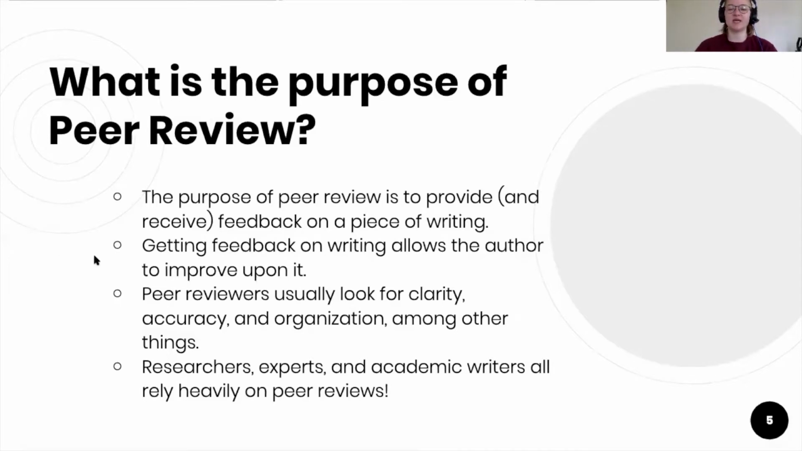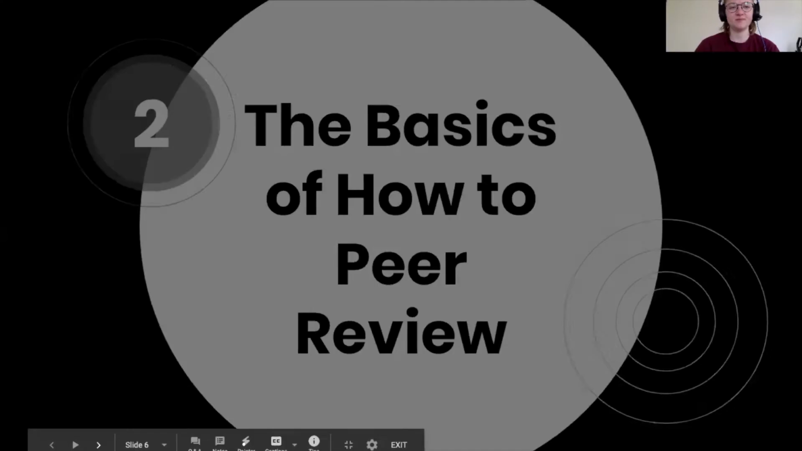Getting feedback on writing allows the author to then improve upon it, to make it stronger. Peer reviewers usually look for things like clarity, accuracy, and organization, but there are other things that can be looked at as well. And it's important to note that researchers, experts, and academic writers all rely heavily on peer reviews. It's not just something for people who are struggling with their writing.